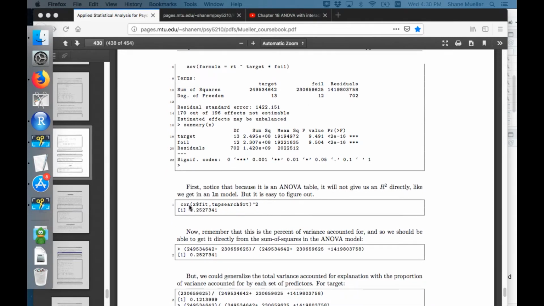Notice that we don't even need to know the fitted versus the actual scores to get this value. We can get this because it's the total amount of variance accounted for. We can look it up in the sum of squares table. So here's how much the target accounts for, and here's how much foil accounts for, and here's the residuals. And so if I take this plus this and divide by this plus this plus this, like I do right here, I get exactly the same number. So that tells me I'm accounting for 25% of the variability in the data.